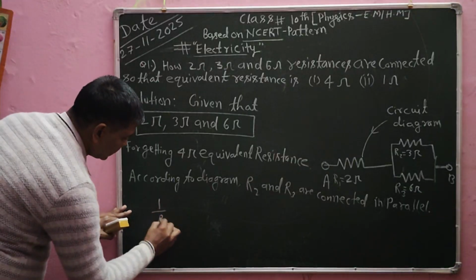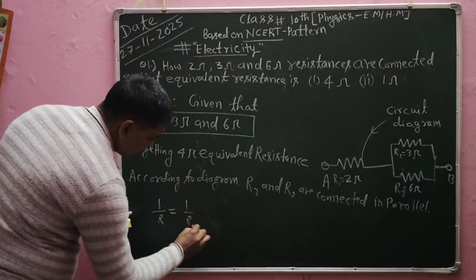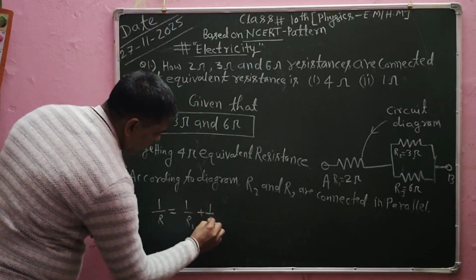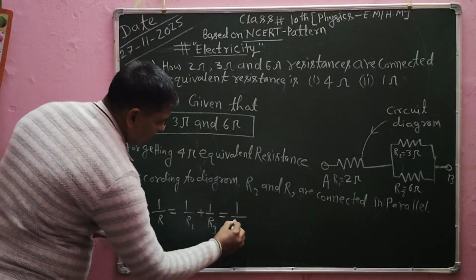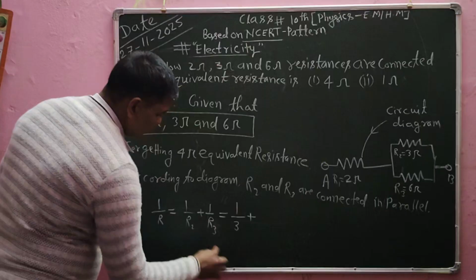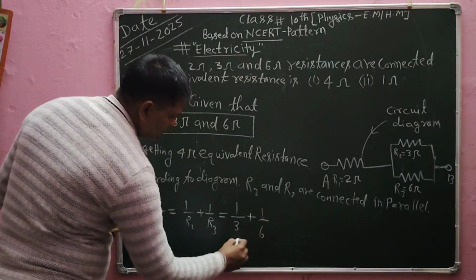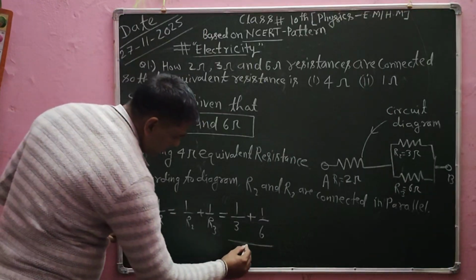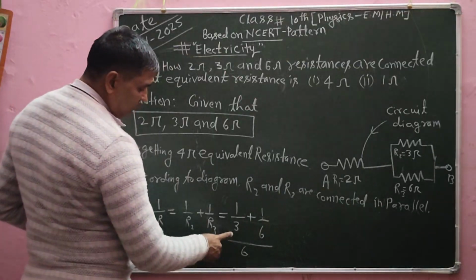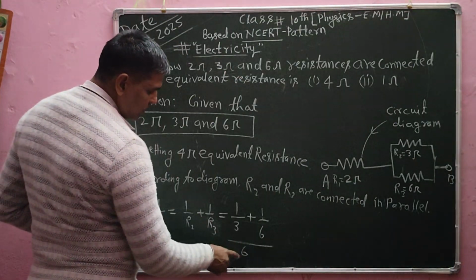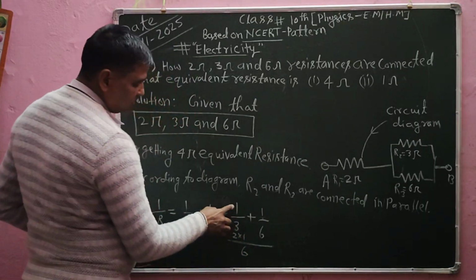The equivalent resistance is given by 1 by R equals 1 by R2 plus 1 by R3. I will use the values: R2 is 3 and R3 is 6. So I will put 1 by 3 plus 1 by 6. I will take the LCM of 3 and 6, which is 6. I divide 6 by 3, which gives 2, and 2 times 1 is 2.